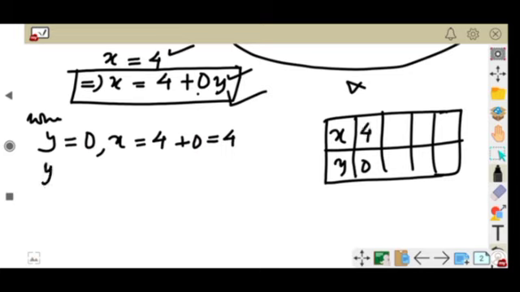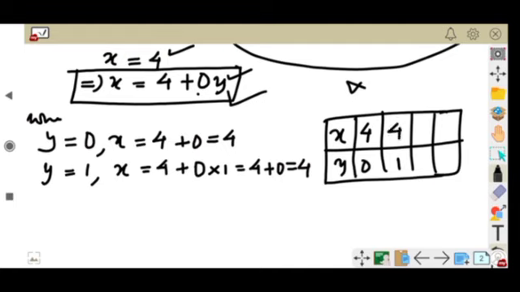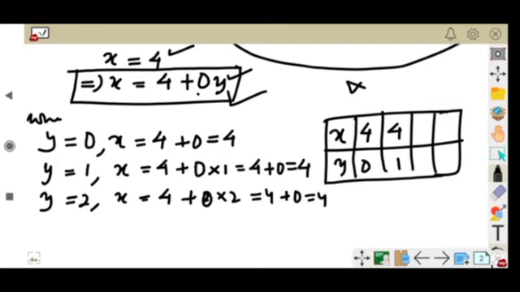If y is 1, then what will be the value of x? x will be 4 plus 0 into 1. Then how much will it be? 4 plus 0. So we still get 4 only. So when y is 1, x is 4. When y is 2, x will be 4 plus 0 into 2. Then how much will we get? 4 plus 0. Still I'm getting 4. So when y is 2, x is 4.